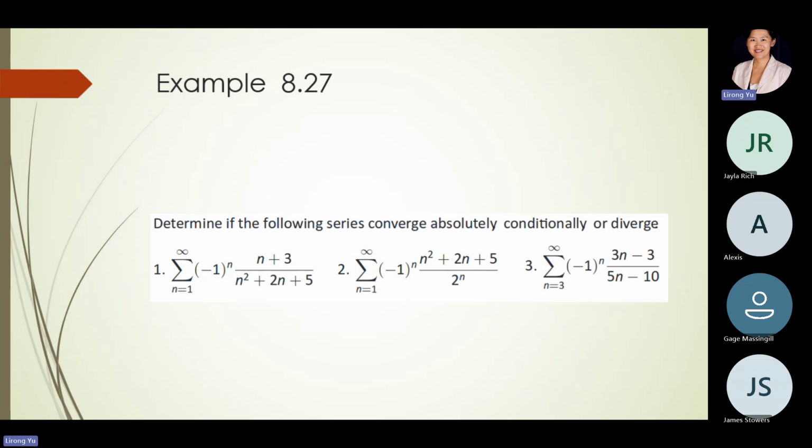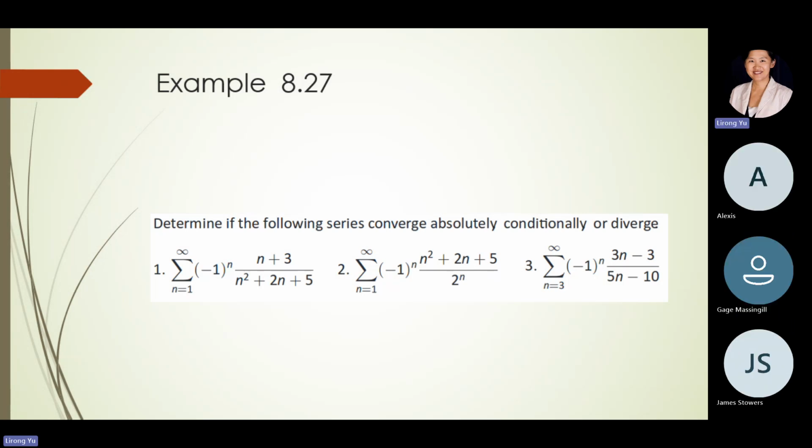Okay, so here we have a couple of examples. We want to know if they converge or not, and if they converge conditionally or converge absolutely. Three possibilities: converge absolutely, converge conditionally, or diverge. All right, let's start with the first one. What do you think? Does the first one converge absolutely, converge conditionally, or diverge? What do you think?